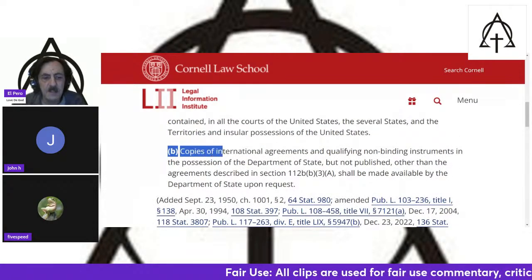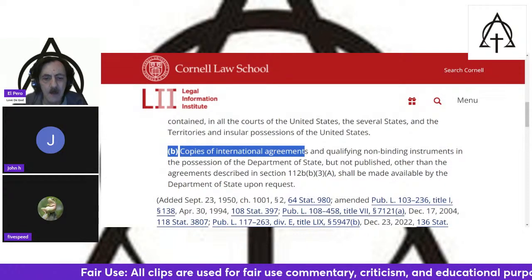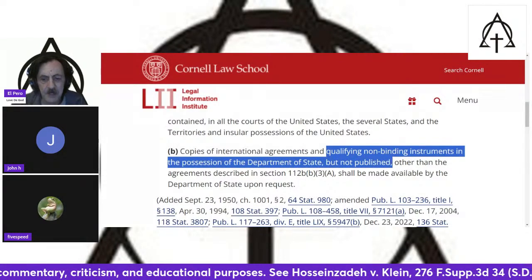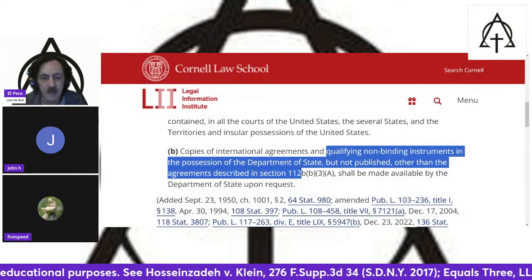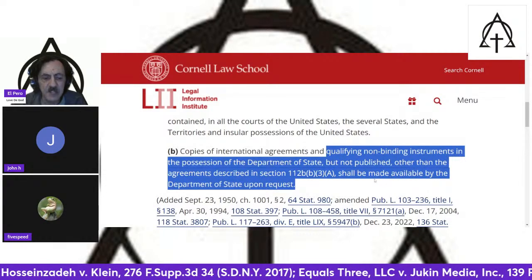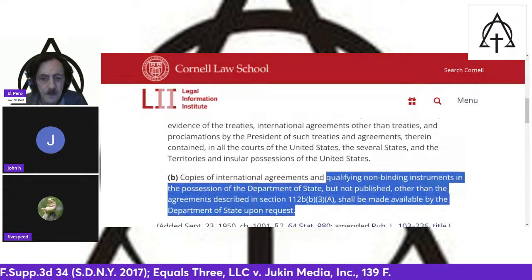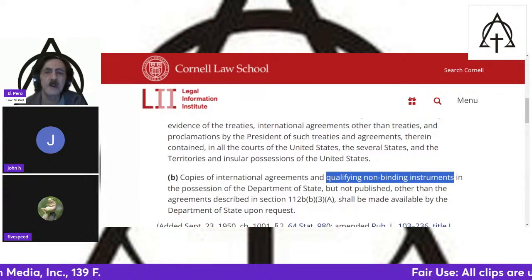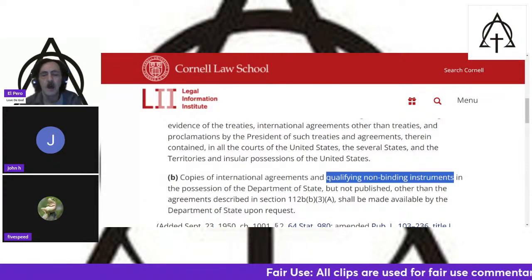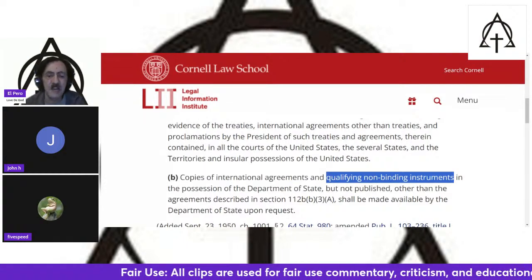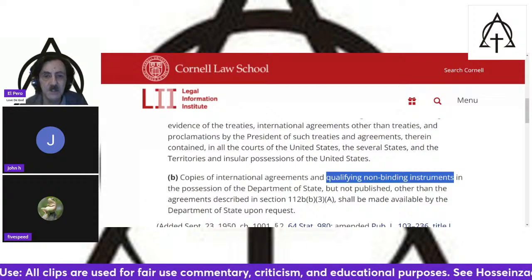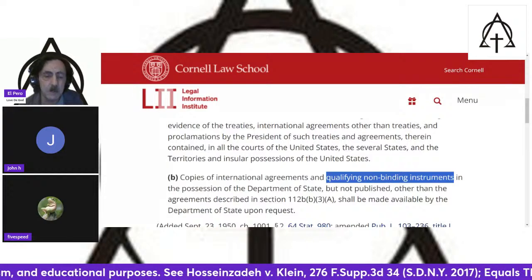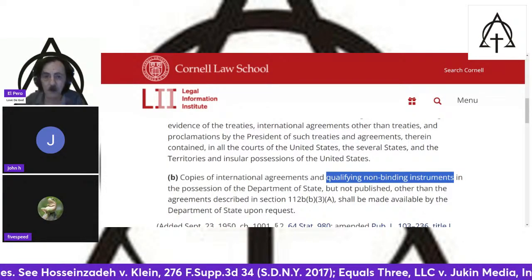B. Copies of international agreements and qualifying non-binding instruments in the possession of the Department of State but not published, and other agreements described in Section 112B 3A shall be made available by the Department of State upon request. Qualifying non-binding instrument. You suppose that's the birth certificate, and it's non-binding because there's no value to it yet. But once you get it as holder in due course from the Department of State, goodness gracious, you are holder with rights of enforcement. Now you can put your value to it for indemnification purposes as a bailment, which we'll be talking about at 9.